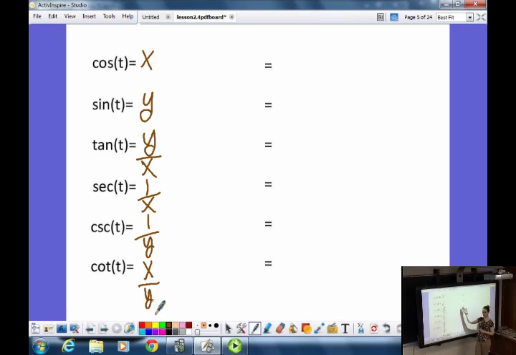Right. But if we look up at this top, we know that cosine of t equals x. So we know that x equals cosine of t. So if we go through tangent of t, secant of t, cosecant of t, cotangent of t, we can replace by substitution every x with a cosine of t and every y with a sine of t. So what does tangent of t then become? Sine of t divided by cosine of t.